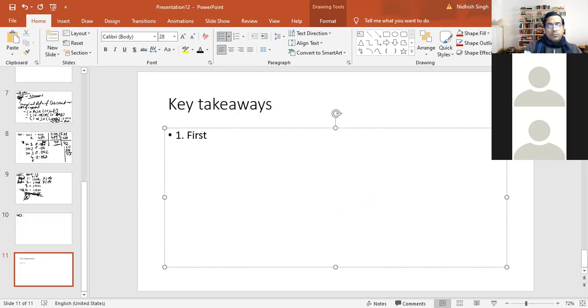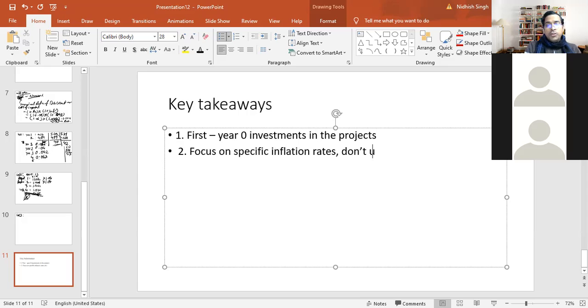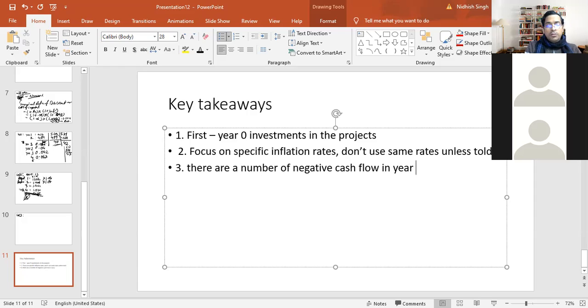So first, year 0 investments in the project. 2, focus on specific inflation rates. Don't use the same rates unless told. 3rd, there are a number of negative cash flows in year 0. Factor all of them.